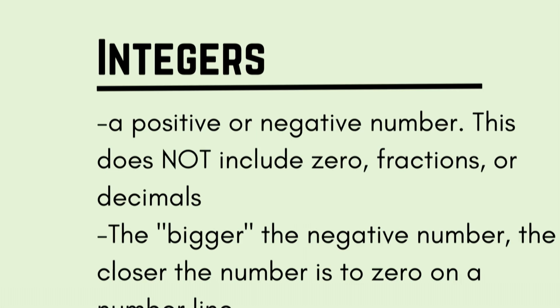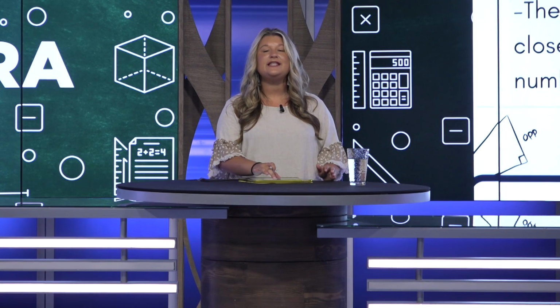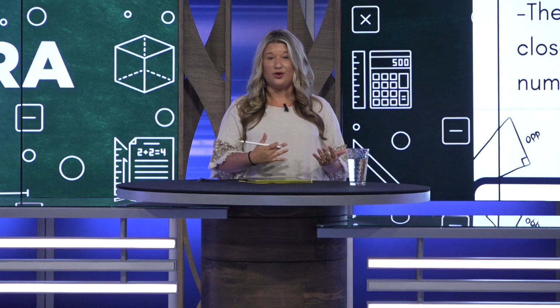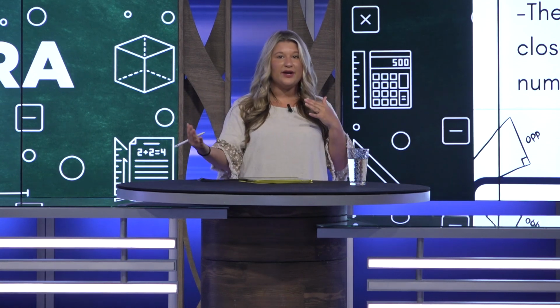Integers. An integer is simply a positive or negative number. So -3, -17, +56, +1,000,000. All those are integers. If they have a positive or a negative sign, they are integers. This does not include 0. So think about it. If you have $0, you're not in debt, you don't have money, you just have $0. So it's not really something that has a sign. So zero is not classified as an integer. Something that I see a lot of my students struggle with is thinking of the values of negative numbers.